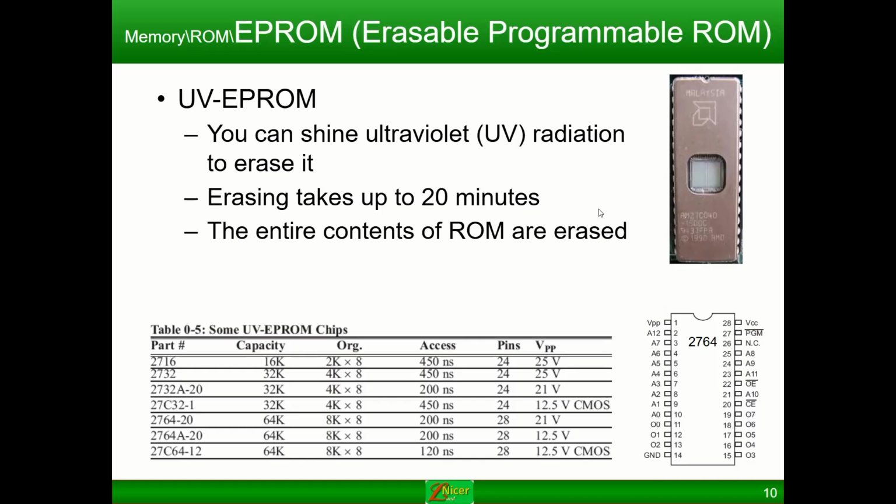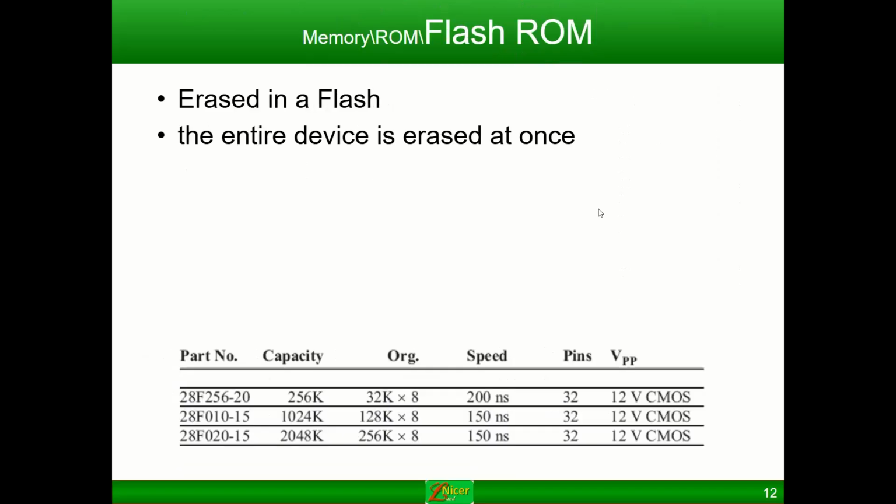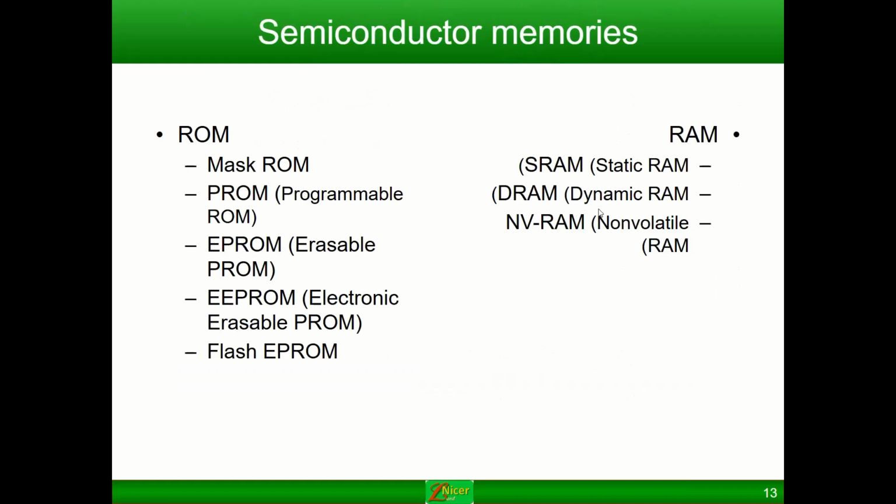If we talk about UV EEPROM, it can be defined as that you can shine ultraviolet UV radiation to erase it. Erasing takes up to 20 minutes. In EEPROM, the entire contents of ROM are erased electrically, so the data can be erased instantly and separately. And then it can be erased all at once in flash memory. So this was the basic difference.